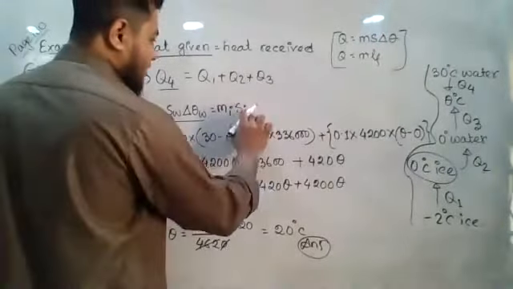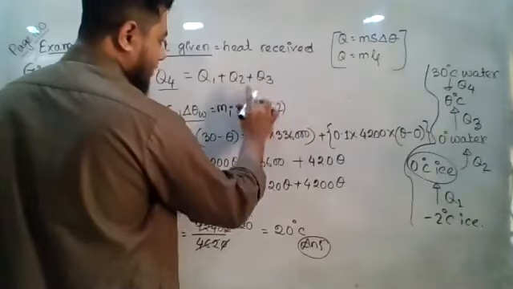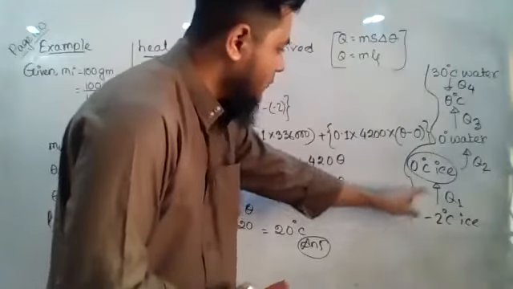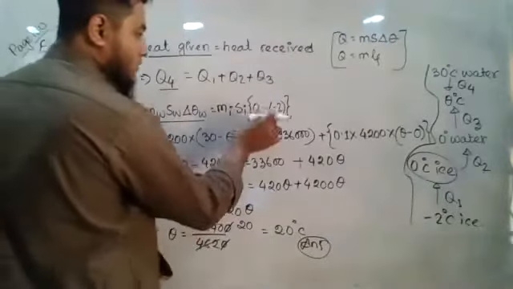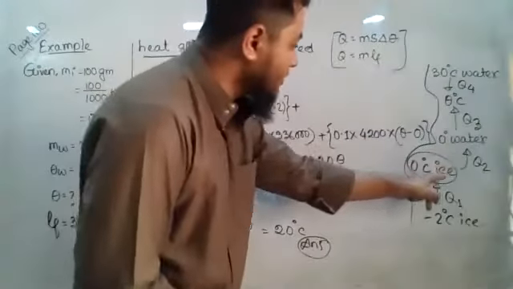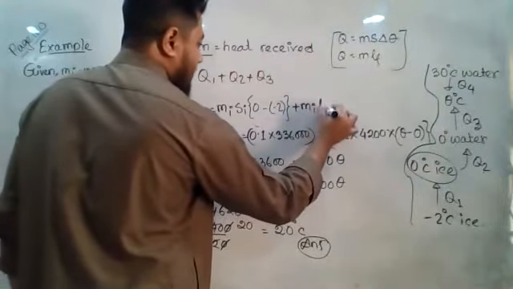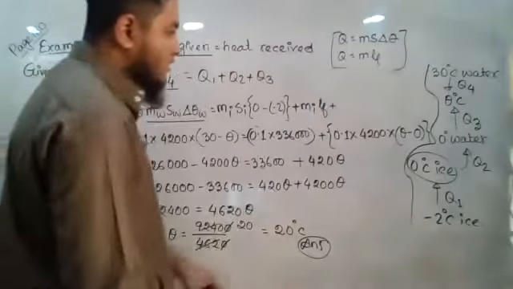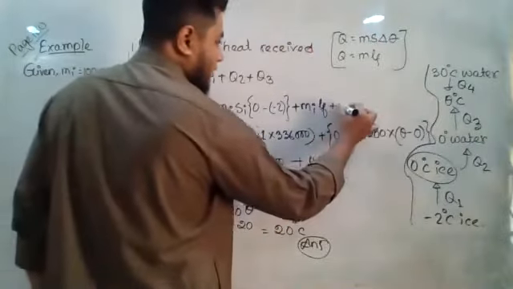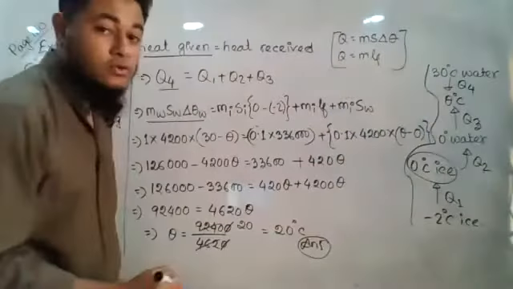Or I can just directly write the temperature change. The temperature change will be 0 minus minus 2, that is subtracting the lower one from the greater one. So this is del theta i, I directly wrote it, plus Q2. Q2 is state changing, temperature is not changing, so it will be m into L f, plus Q3, again temperature changing.